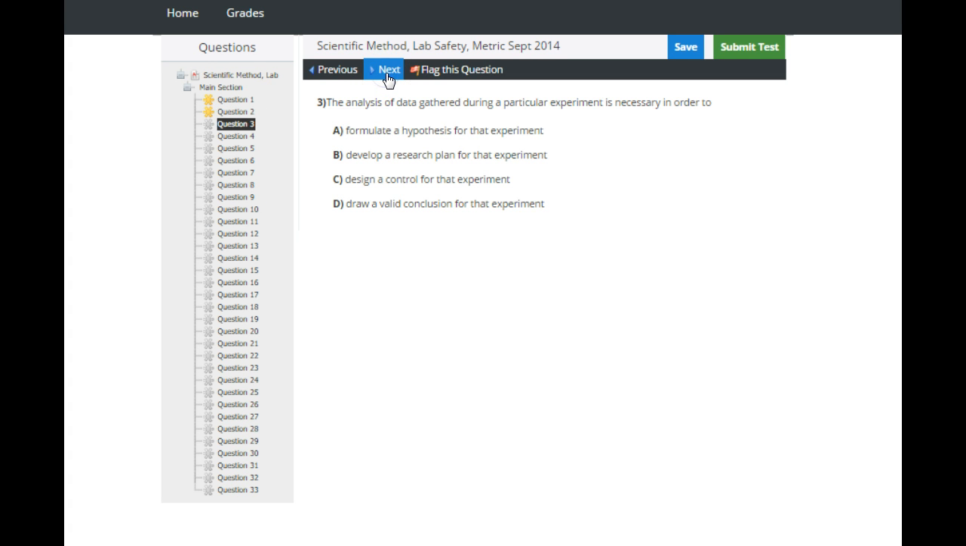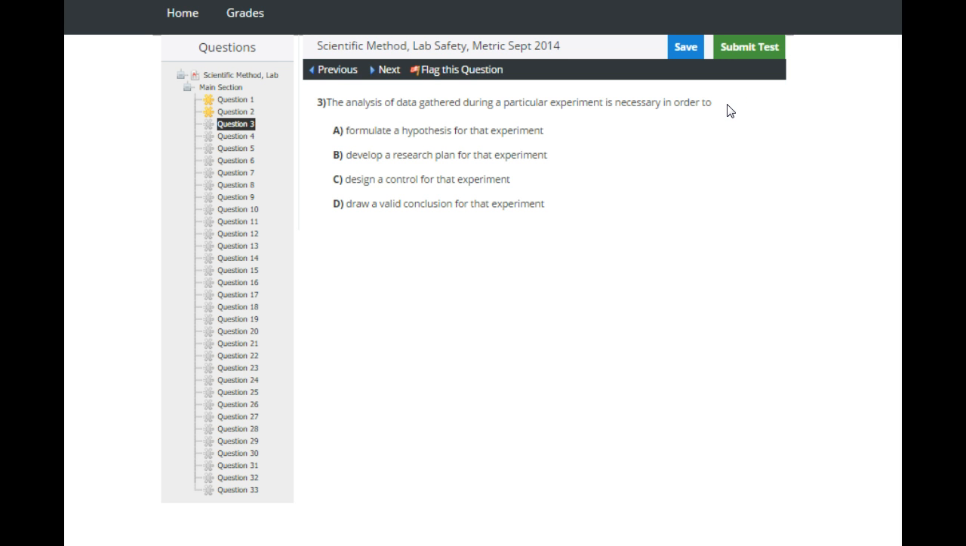Up here, click next. The analysis of data gathered during a particular experiment is necessary in order to, and there was a question exactly like this on your review sheet. And if you think back to the 7 steps of the scientific method, it's state the problem, gather info, form your hypothesis, perform the procedure, gather and analyze the data, draw a conclusion, and then it must be repeated. So the analysis of data gathered during the experiment is necessary in order to, the thing that comes next is draw a conclusion. So let's look for that.